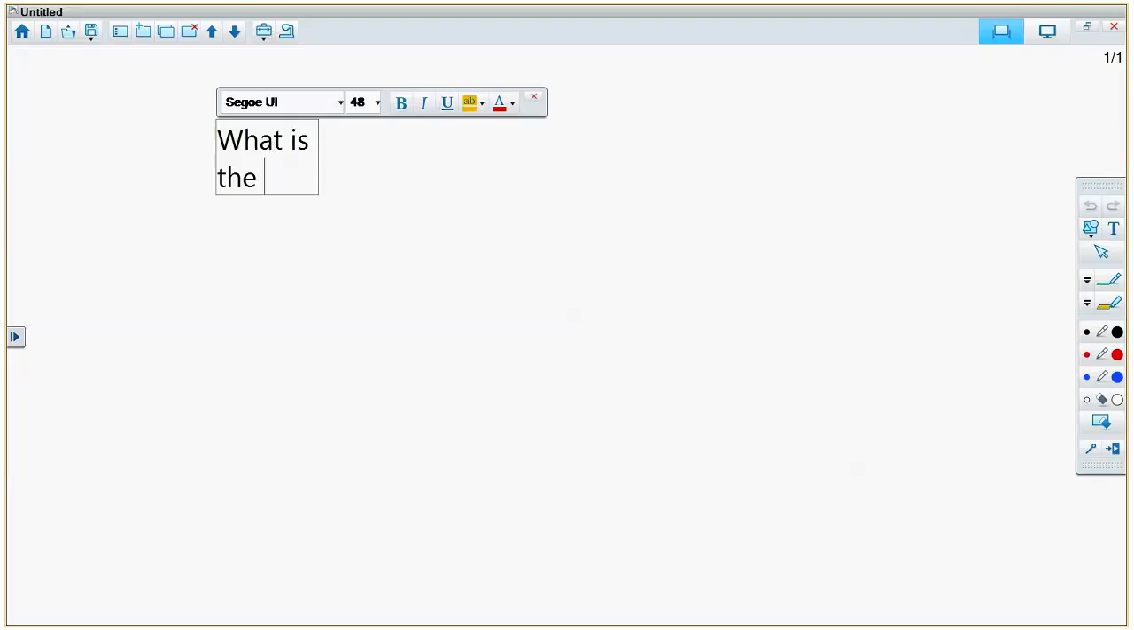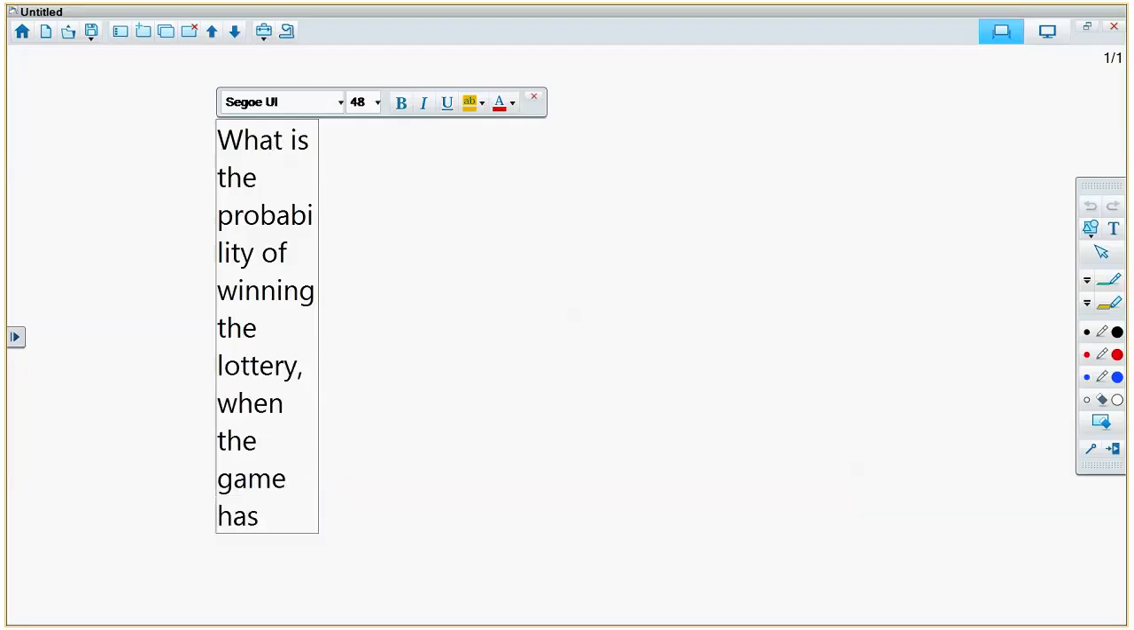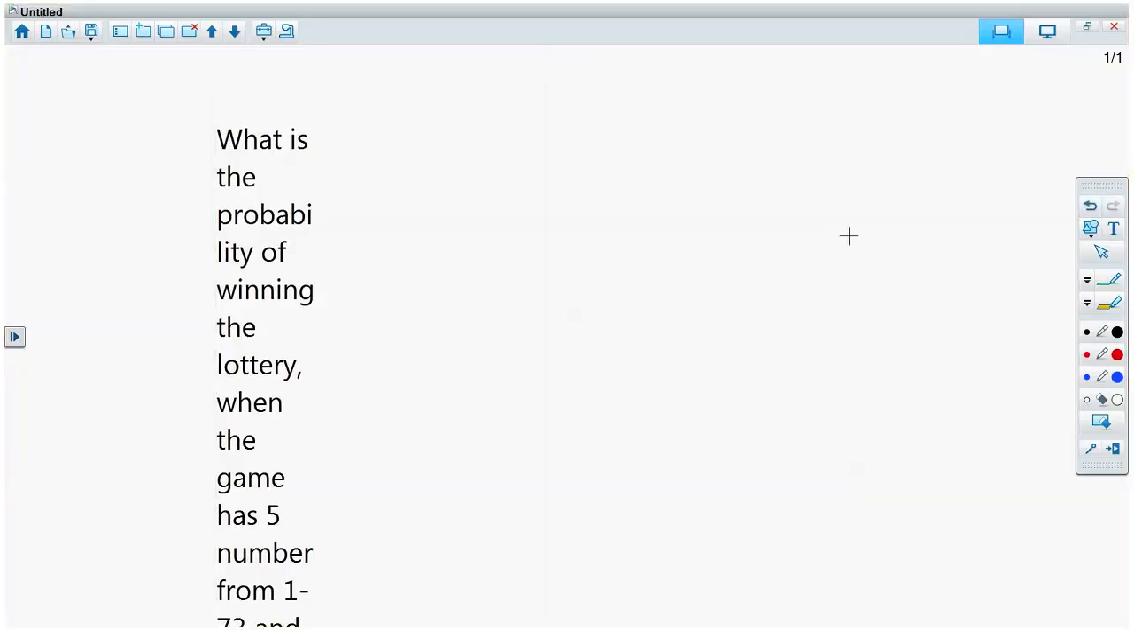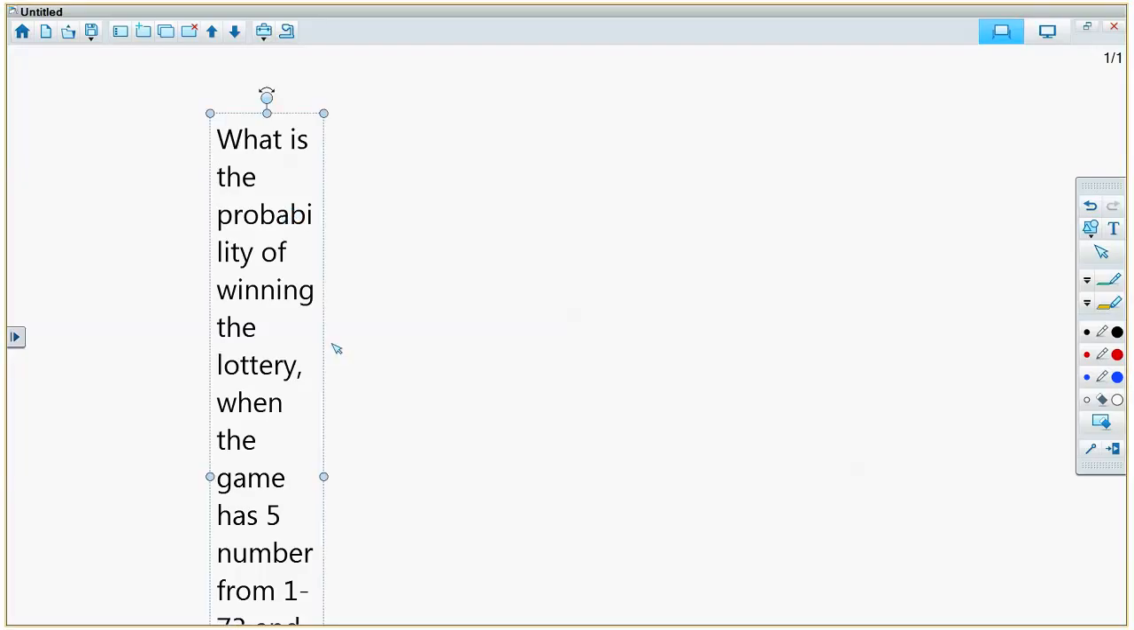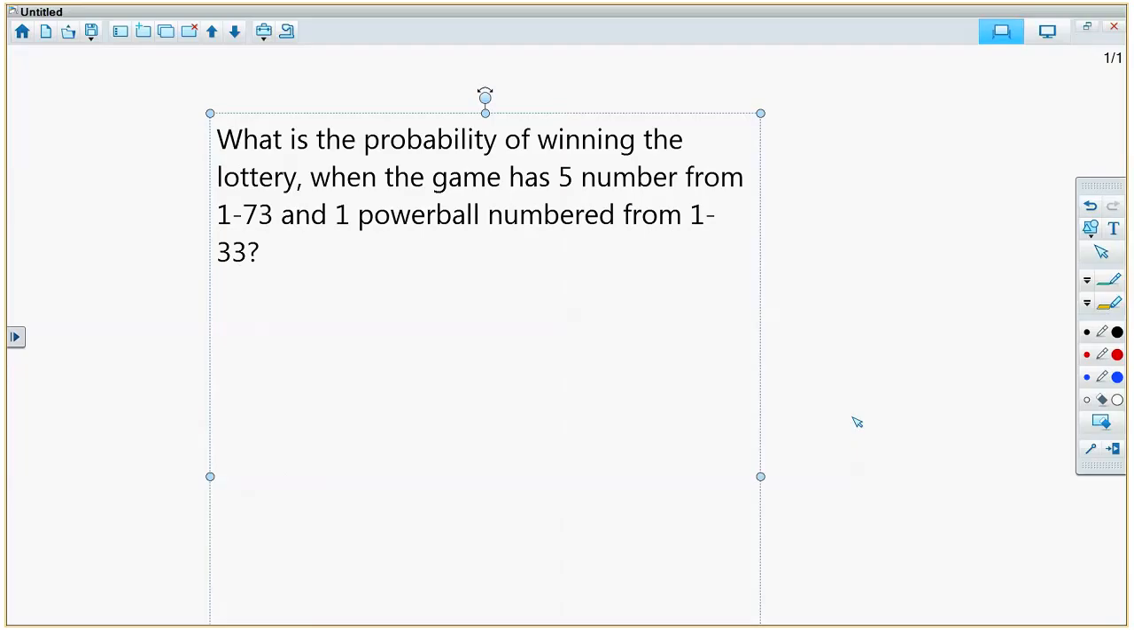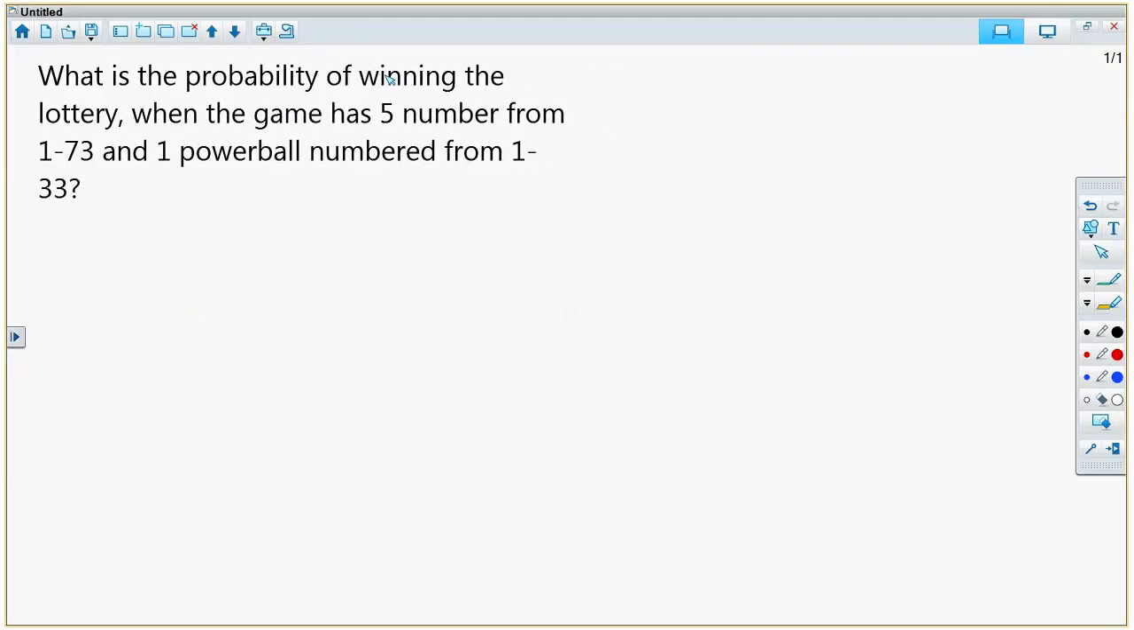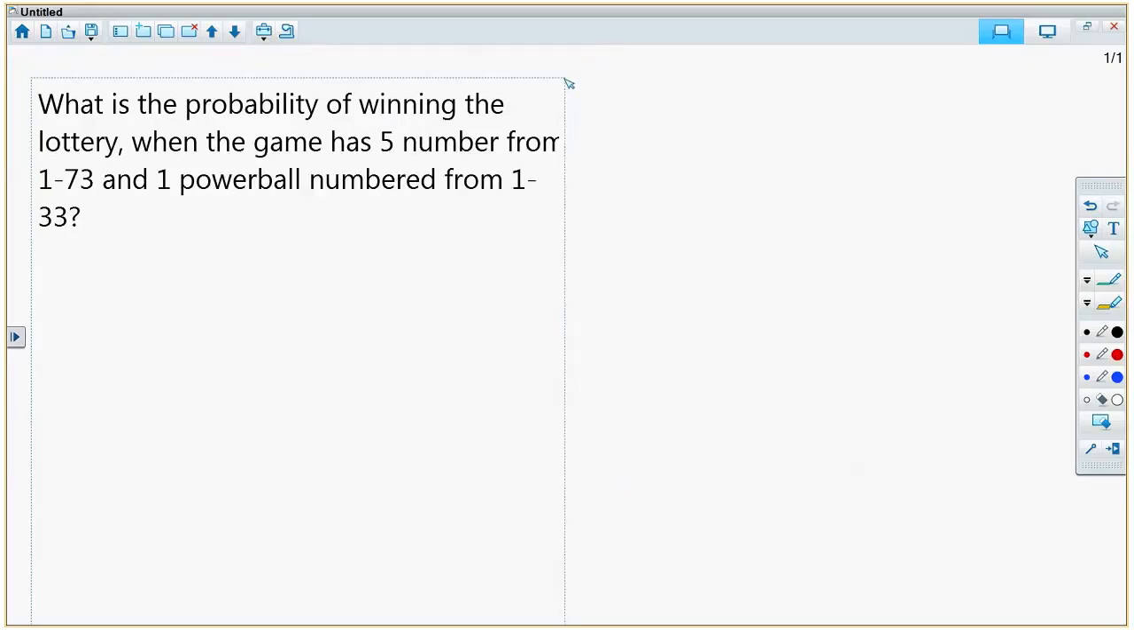What is the probability of winning the lottery? And the game has five numbers from 1 to 73, and one Powerball numbered from 1 to 33. There's your question. You should be able to knock that out without any problem.